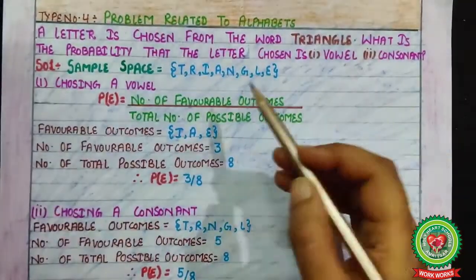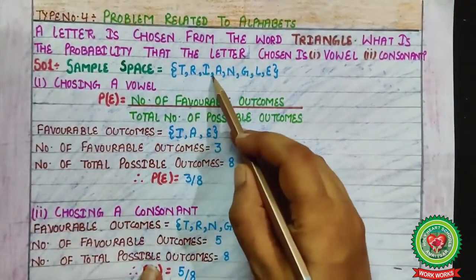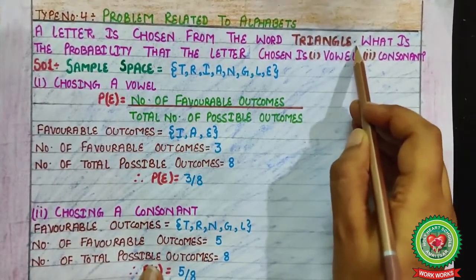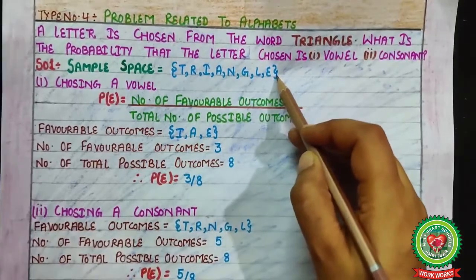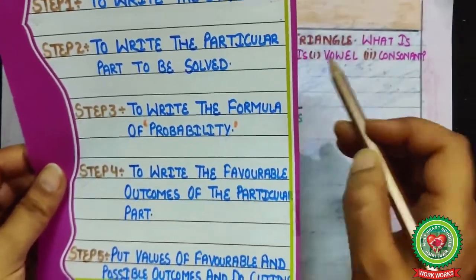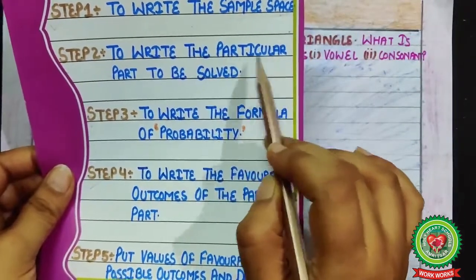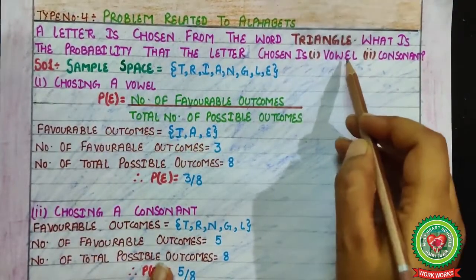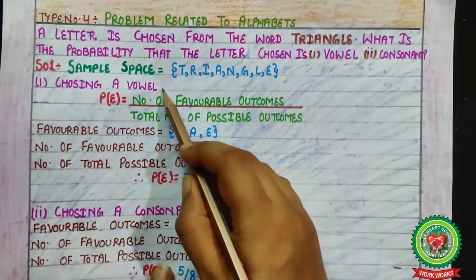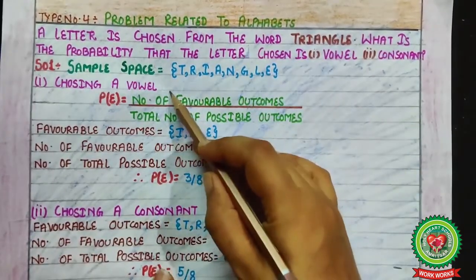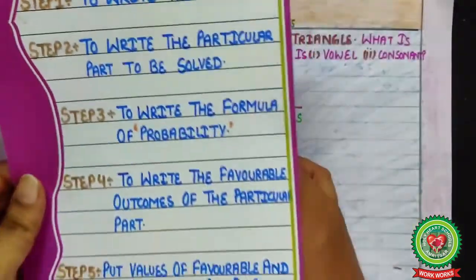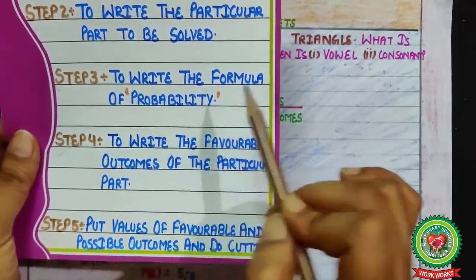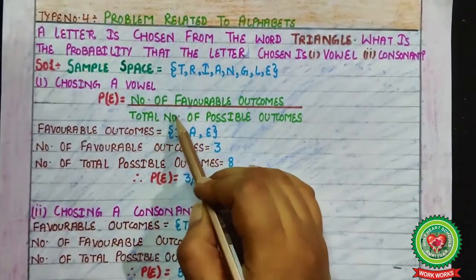So the sample space will be T, R, I, A, N, G, L, E. So this is the sample space. Now the next step is to write the particular part to be solved. Here the first part which I have to solve is choosing a vowel. Now this is step number 2. Now what is step number 3? Step number 3 is to write the formula of probability. So here I have written the formula first.